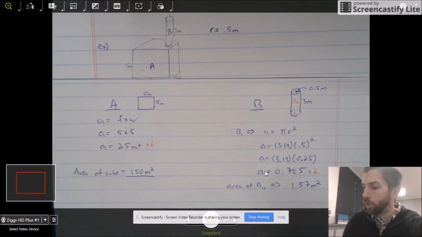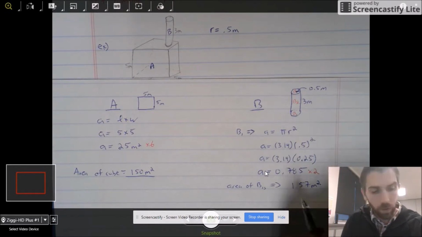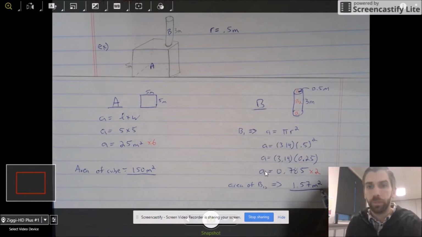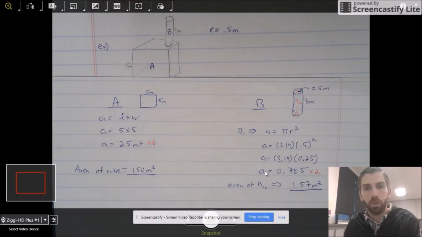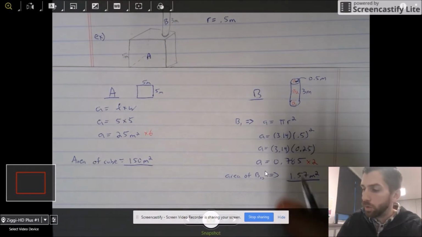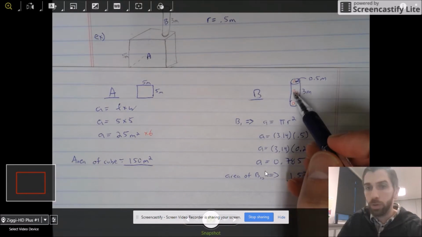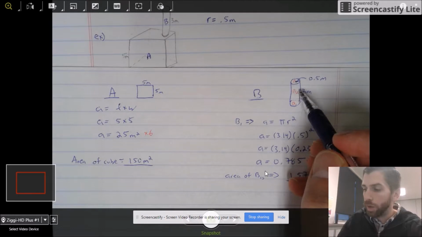All right, so the area of both my B1s would be 1.57. I'm going to underline that, as that is another important piece of information. Now, if you recall, in order to find the area of the body of my cylinder, which is labeled B2, I need to know what the height is, and I need to know what the circumference of that cylinder is.